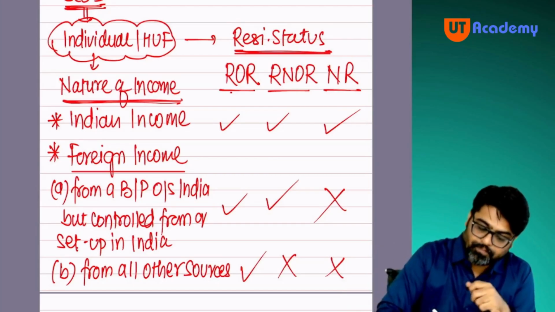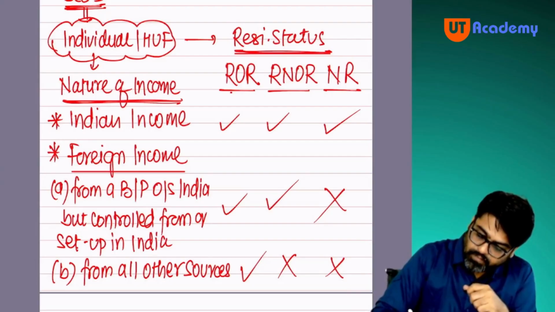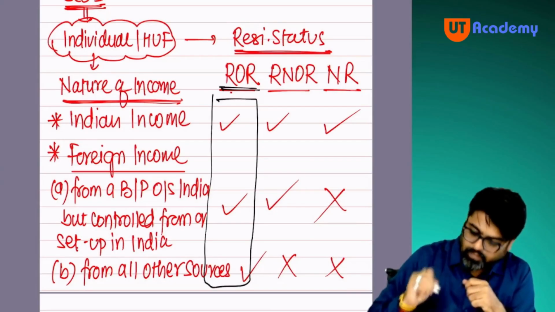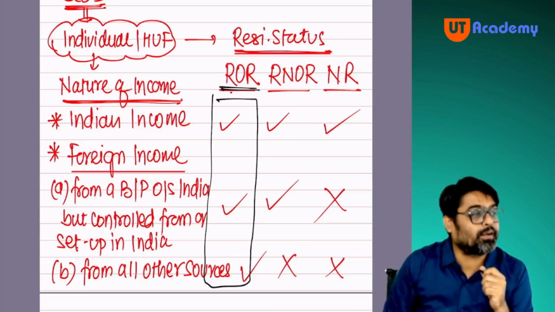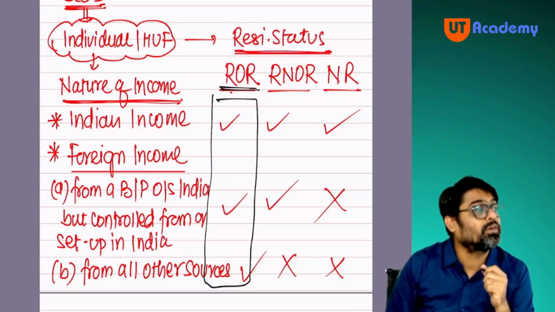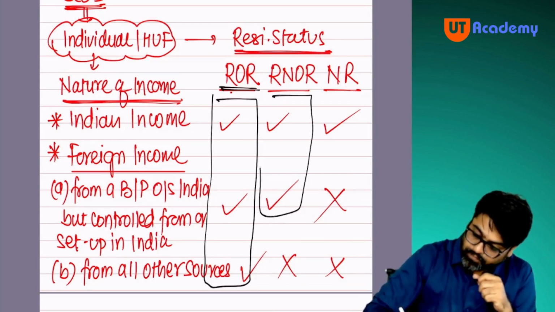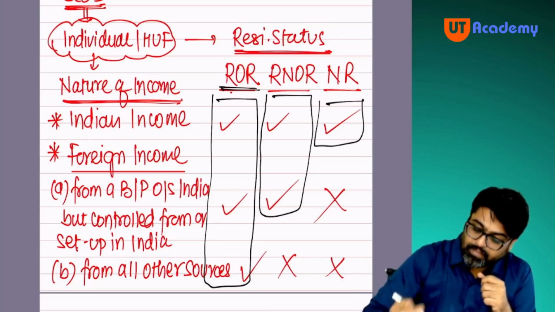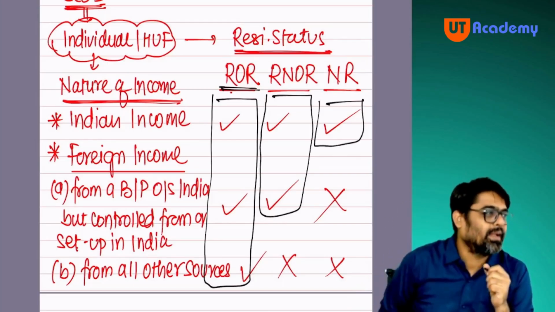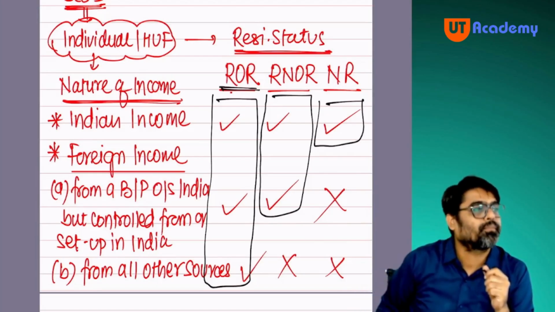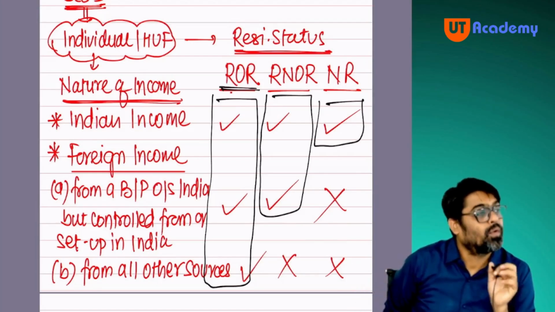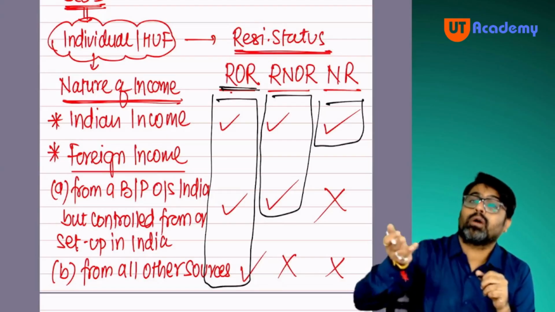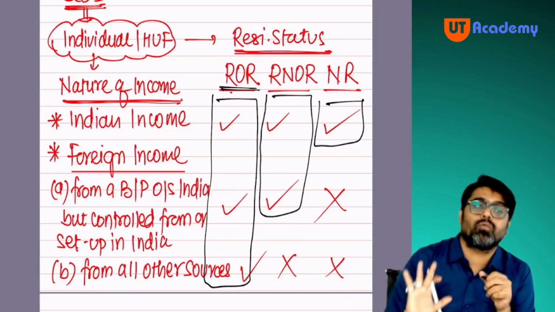Now tell me one thing. Can you see this? Who is this? ROR. This is the scope of his total income. Can you see RNOR? This is the scope of his total income. And can you see NR? This is the scope of his total income. In his scope, only Indian income will come. Non-resident. And in the case of RNOR, only Indian income will come.